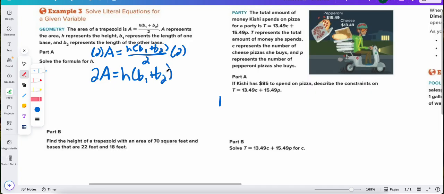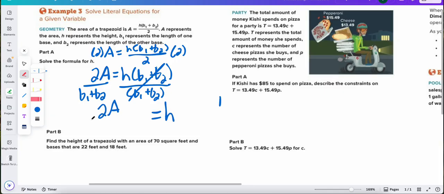Now, we're trying to get our H by itself, so multiplication is happening between H and those bases, so we would divide by those bases. So divide by the B1 plus B2, and what we do to one side, we do to the other. Okay, so those cancel, leaving us with our height, and then that becomes 2A, so 2 times our area divided by base 1 plus base 2. So that answers part A, solving for H.